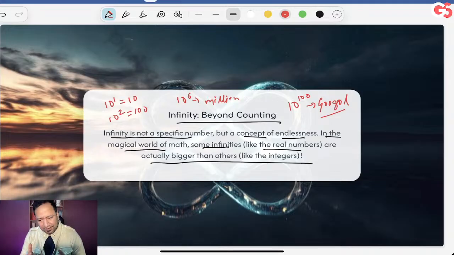The pronunciation is actually the same, Googol. It's not Google. People say Google. No, that is kind of a very Indian thing to say. It's basically Googol. So Googol is the largest number that has been named by mankind.